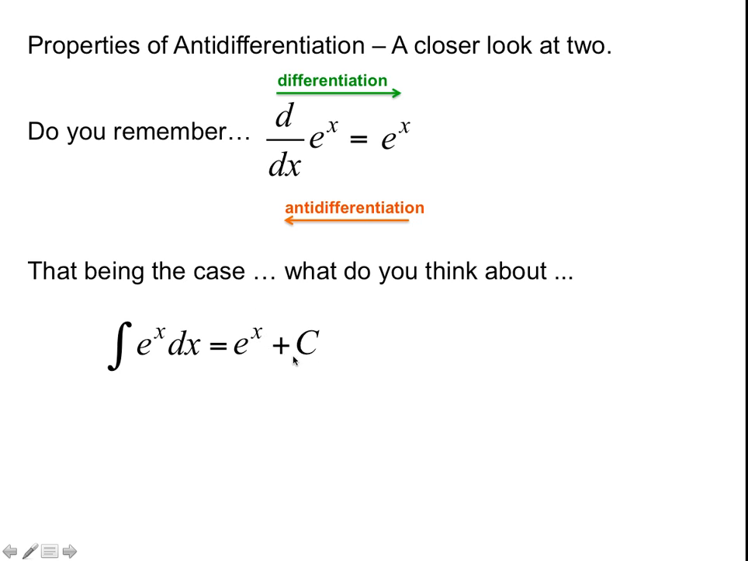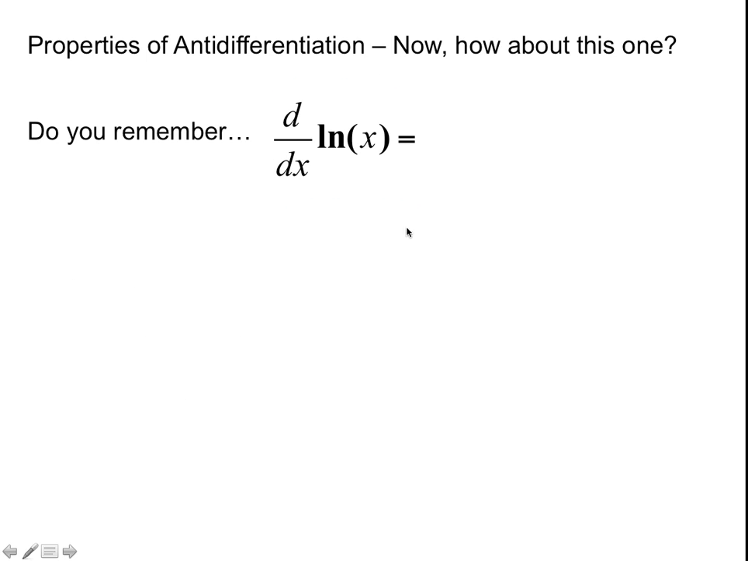Remember, when we take antiderivatives and we have no lower and upper bound, we put on a constant of integration. And that constant of integration represents a family of functions whose derivative is e to the x. How about this one? Do you remember what the derivative of the natural log of x is? Remember, both e to the x and natural log of x we discovered using the n-deriv function in our calculators. So do you remember that it's 1 over x?